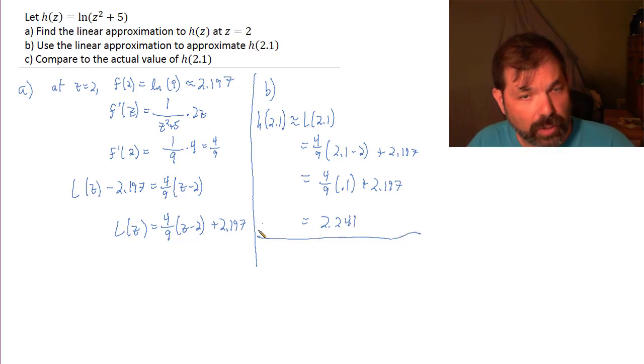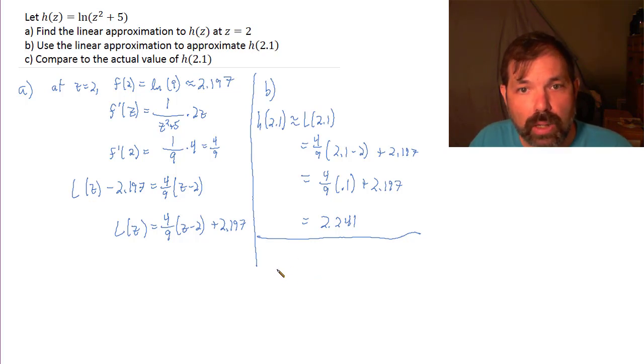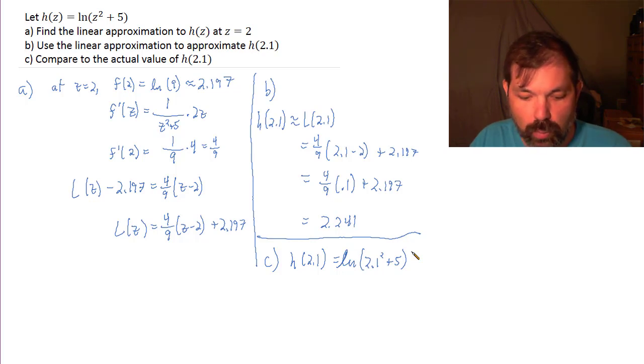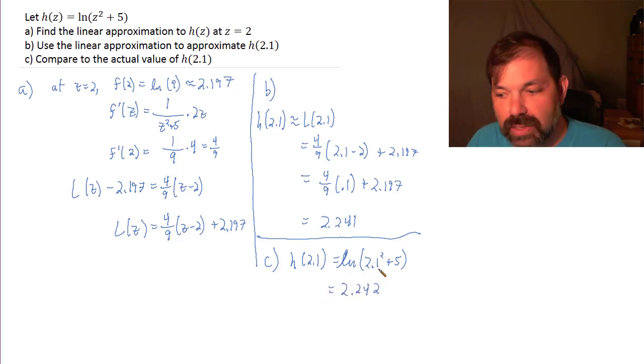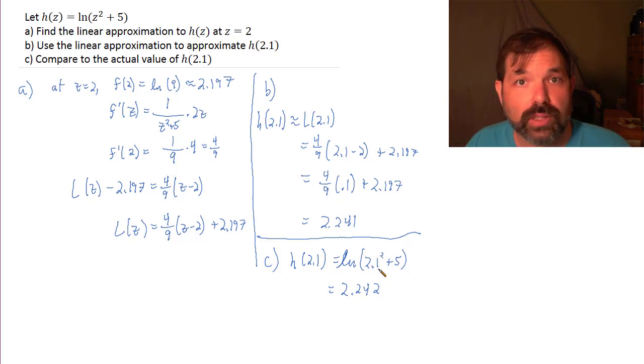All right, so now it says, compare this to the actual value of h of 2.1. So part C, h of 2.1 is equal to the natural log of 2.1 squared plus 5. And so 2.1 squared plus 5, and then the natural log of that is 2.242 to 3 decimal places. And so what we can see is this is a pretty good approximation. It's off by 1/1000th.